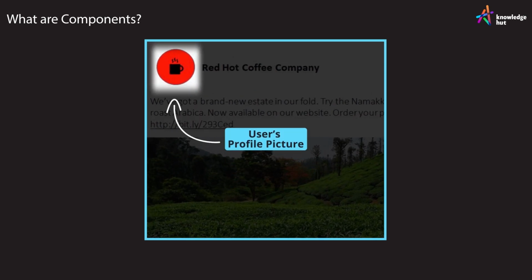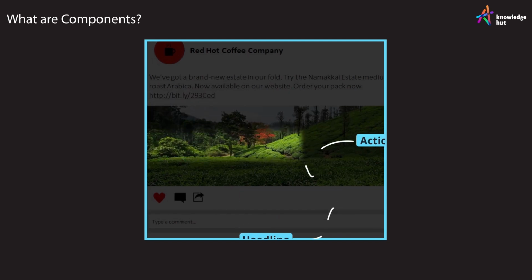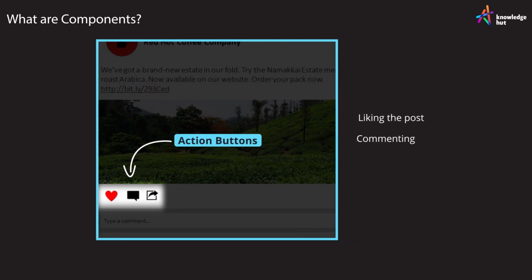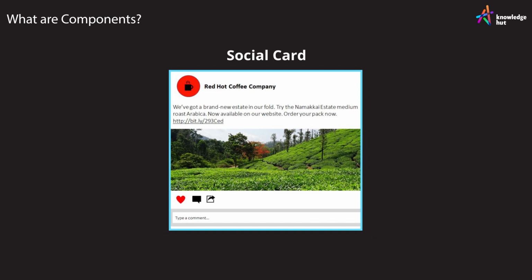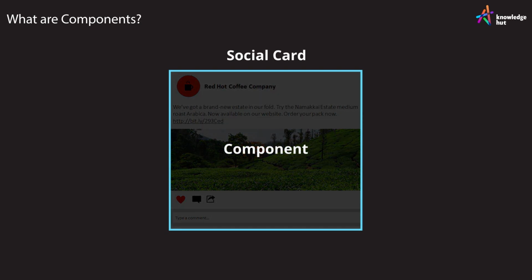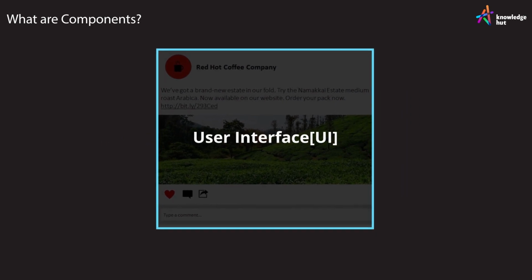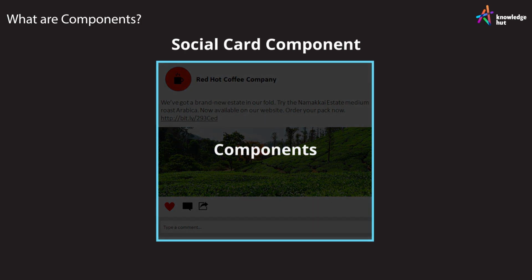This card contains the user's profile picture, an image, a headline, and 3 call to action buttons for liking the post, commenting, and sharing the post. We also have a comments box at the bottom. To begin with, the social card itself would be a component that brings data in from a source and displays it on the UI. The social card component itself can be broken down into components.